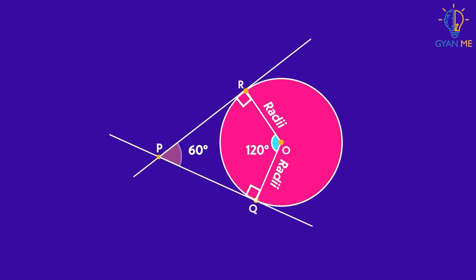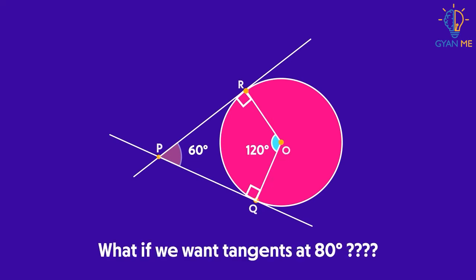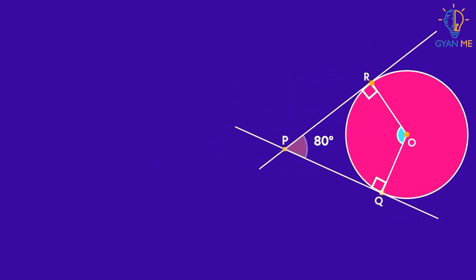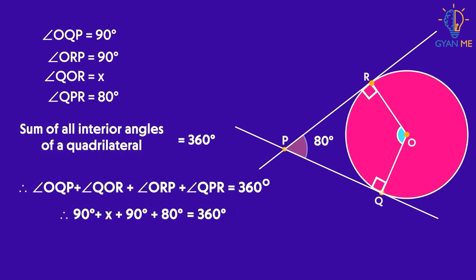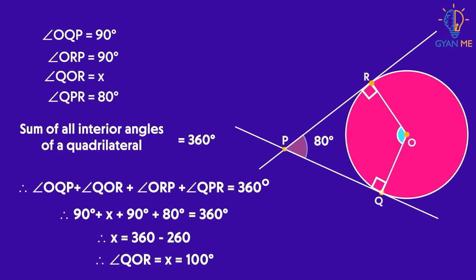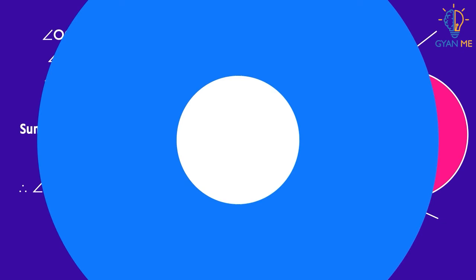So what if we want tangents at an angle of 80 degrees? In the same calculation, let us substitute angle QPR as 80. And we find that the angle between radii, that is angle QOR, must be 100 degrees. Thus, while doing construction for this particular angle, make an angle of 100 degrees between these two radii, so that we get the angle between two tangents as 80 degrees.